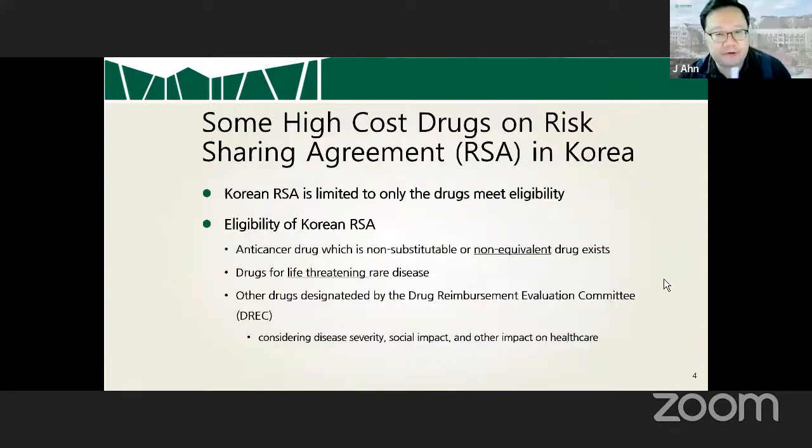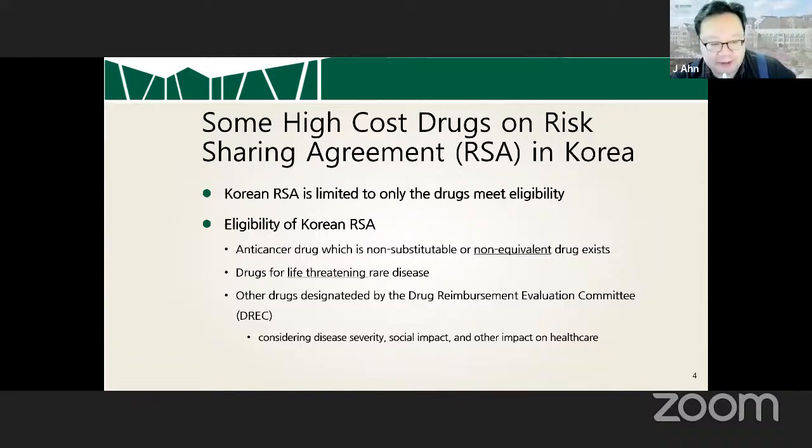So some high-cost drugs are usually on a risk-sharing agreement in Korea, and that is becoming popular. But our risk-sharing is only open to some drugs. Eligibility of the Korean RSA is limited only to anti-cancer drugs which are non-substitutable, with no equivalent drug existing. All these non-substitutable and non-equivalent criteria are interpreted in HIRA's regulation, so it is a very technical definition.